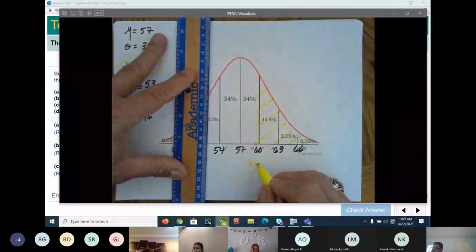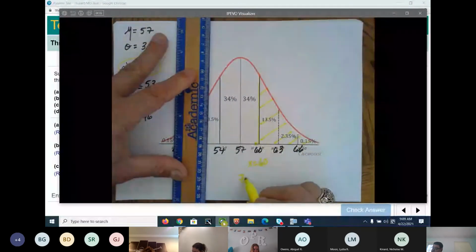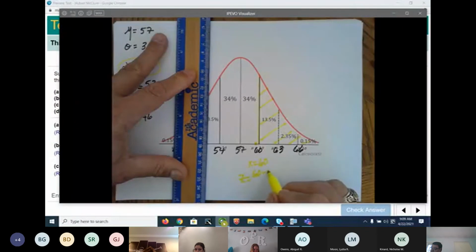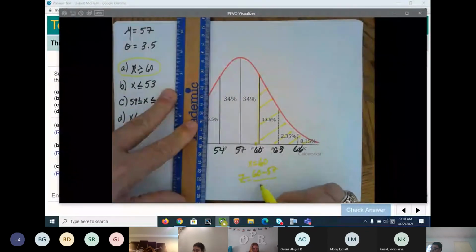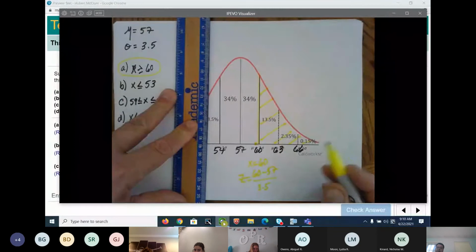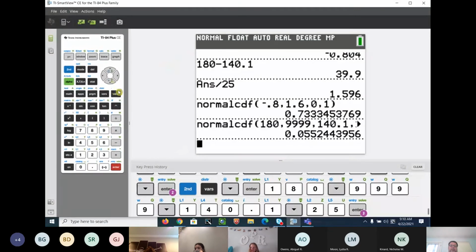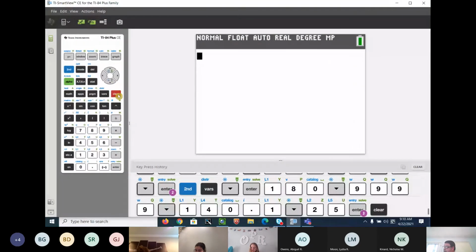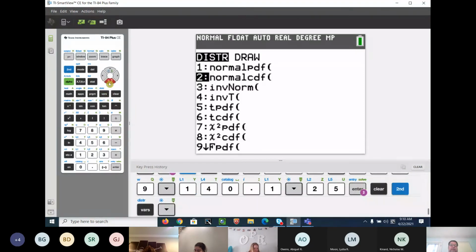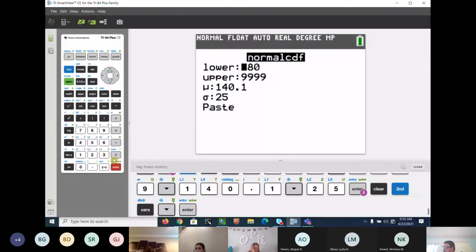Now X is equal to 60, or Z is equal to 60 minus 57 divided by 3.5. And I'm not going to ask you to do that because y'all won't. So I'm going to do it in the new calculator. Or you'll do it, but you won't tell me because that goes against the code of the weaned on a pickle. So let's go with second VARS, normal CDF, and that's going to be 60 to 9999.